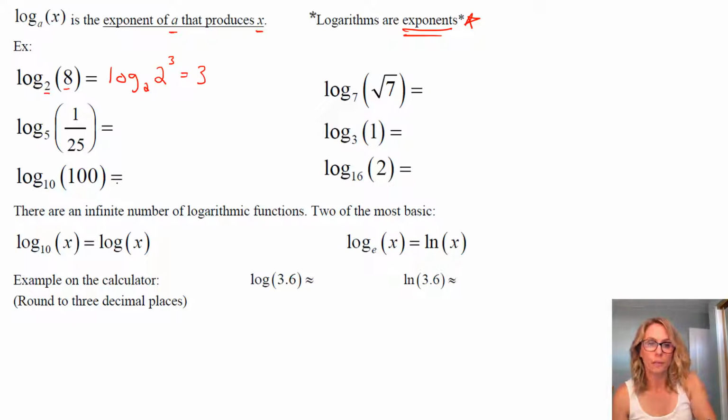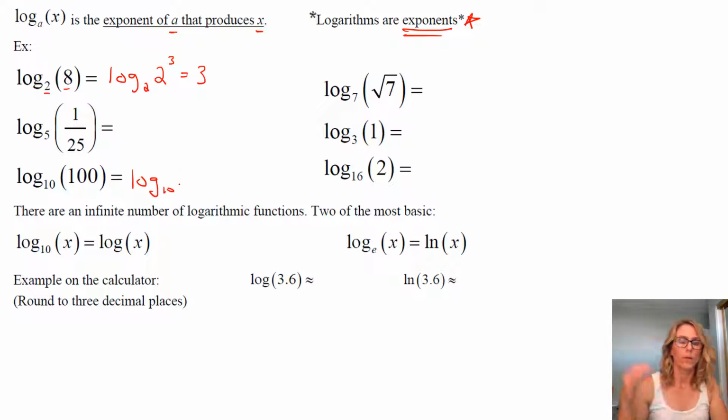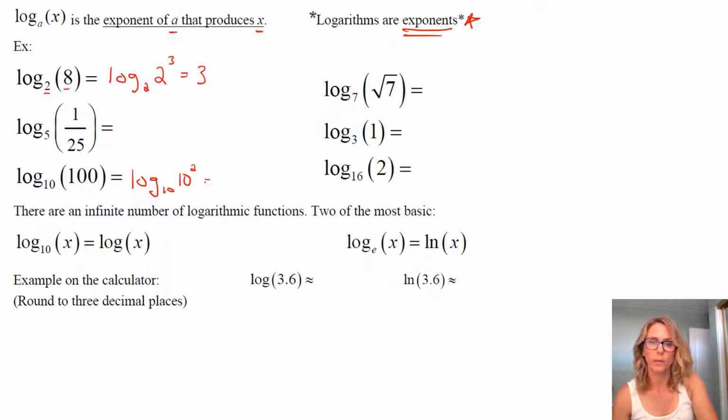Very similarly, I'm going to come down here and do the log base 10 here. So we can rewrite 100 with a base of 10. So we rewrite the inside as 10, and then we think 10 to what power gives me 100? Well, that is 10 squared, so our answer is 2. So 2 is the exponent to which we raise 10 to get 100. Logarithms are exponents.